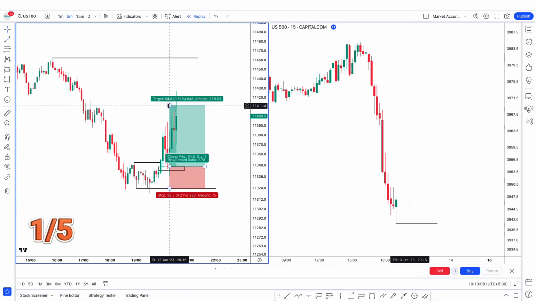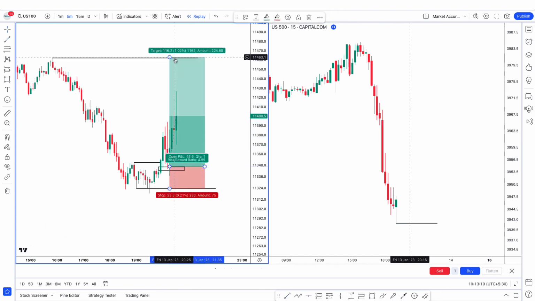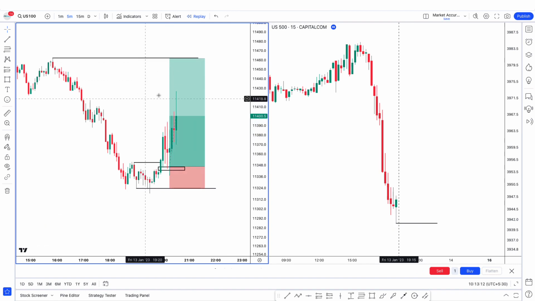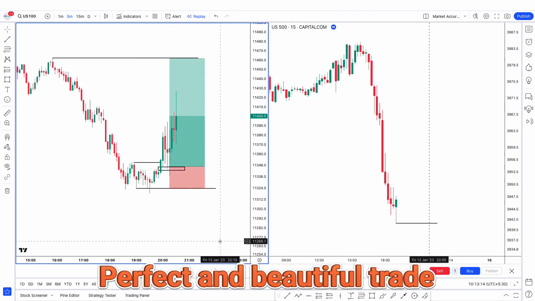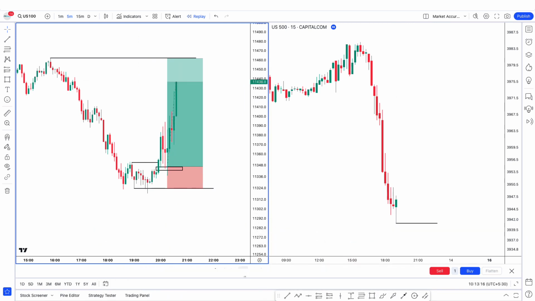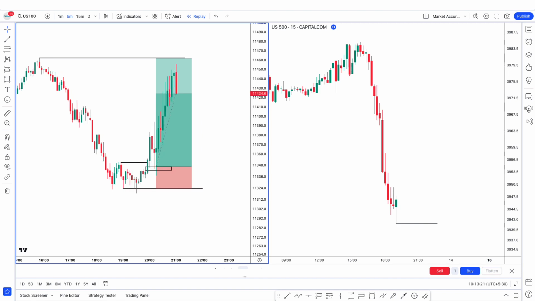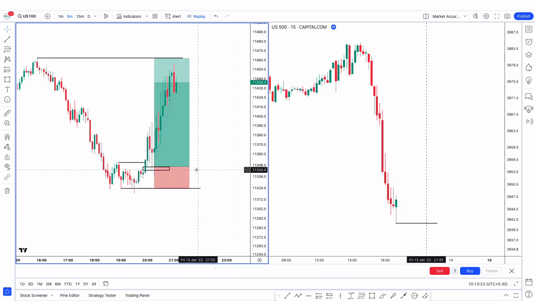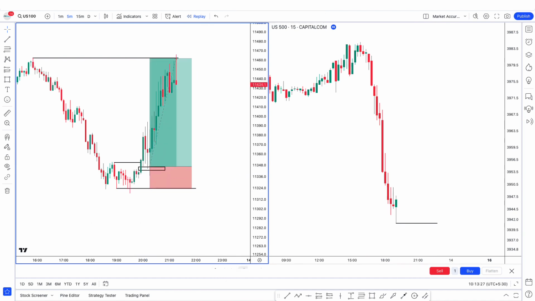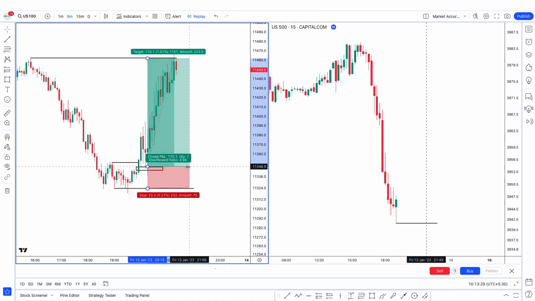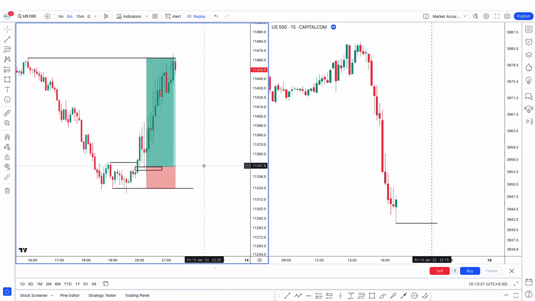So this would be 1 to 5, I believe. There you go. So that was 1 to 5. Perfect and beautiful trade. So notice how we used kill zone timing, how we used SMT divergence altogether, and used fair value gap altogether to take this entry. This is very simple, guys. Like, trust me, when you keep using this again and again, you're going to become profitable.